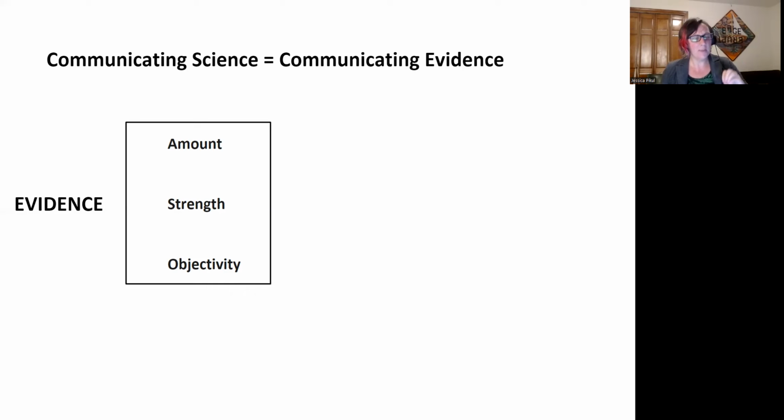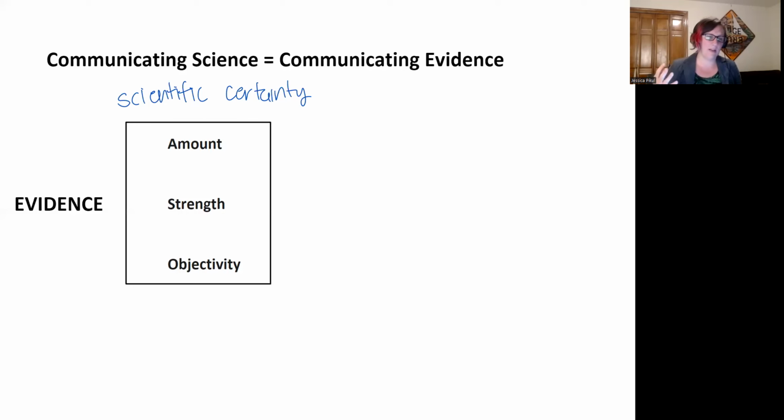So let's start by talking about evidence in general, and then we're going to go into how to communicate and how to critique it as well. In terms of evidence, I think of evidence as supplying an idea about scientific certainty. And scientific certainty breaks up into three different elements: the amount of evidence that you have, the strength of the evidence, and the objectivity of the evidence. You take all three of those together and it gives you a sense of how certain you are.